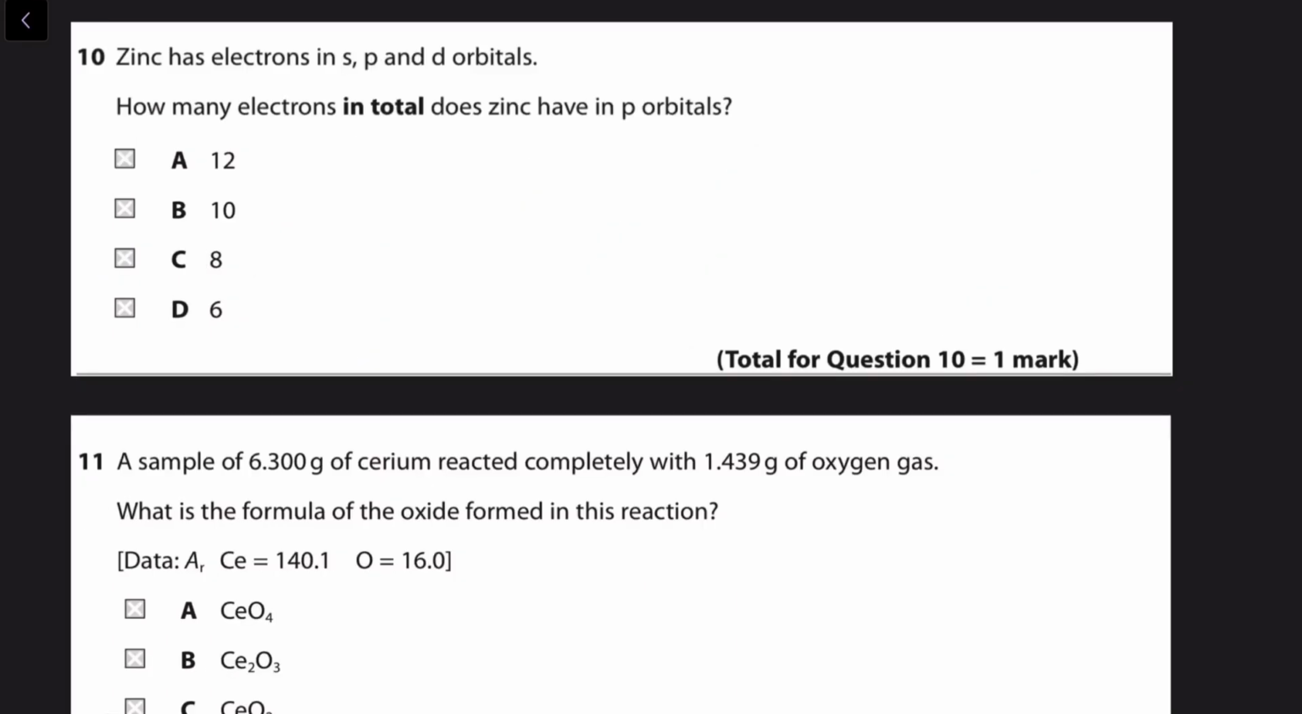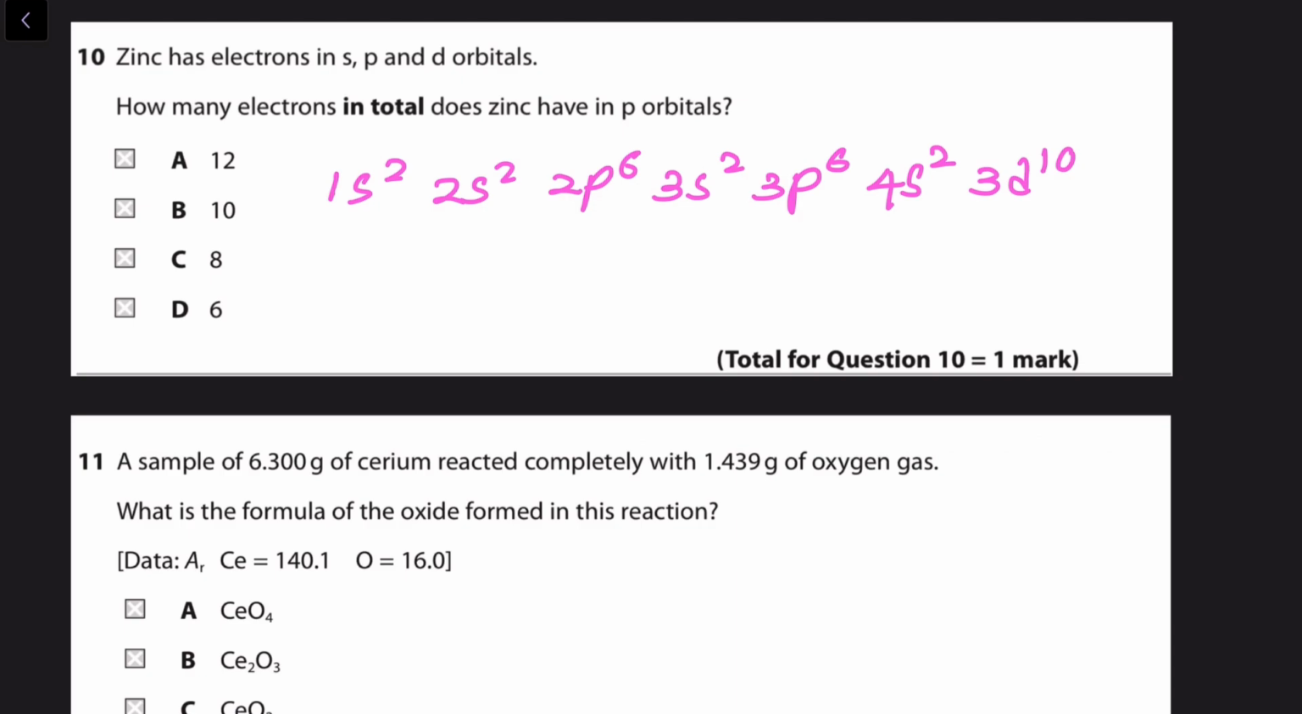D orbitals. How many electrons in total does zinc have in p orbitals? Let's write the electron configuration of zinc. Zinc has 30 electrons. So the electron configuration is 1s2, 2s2, 2p6, 3s2, 3p6, 4s2, 3d10.